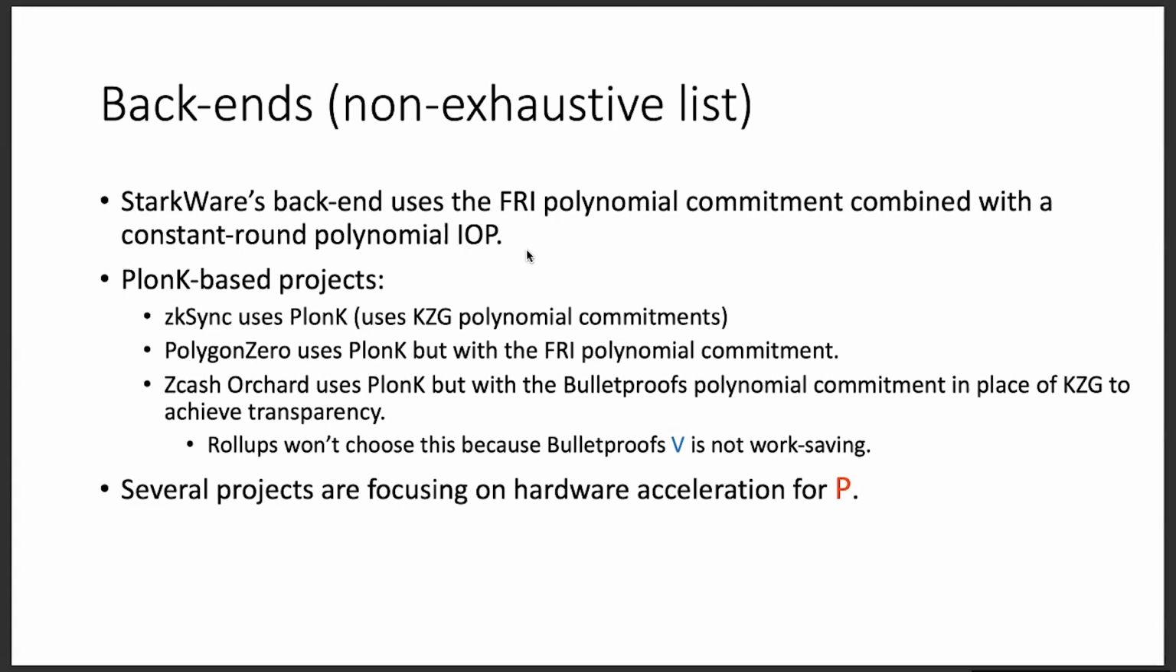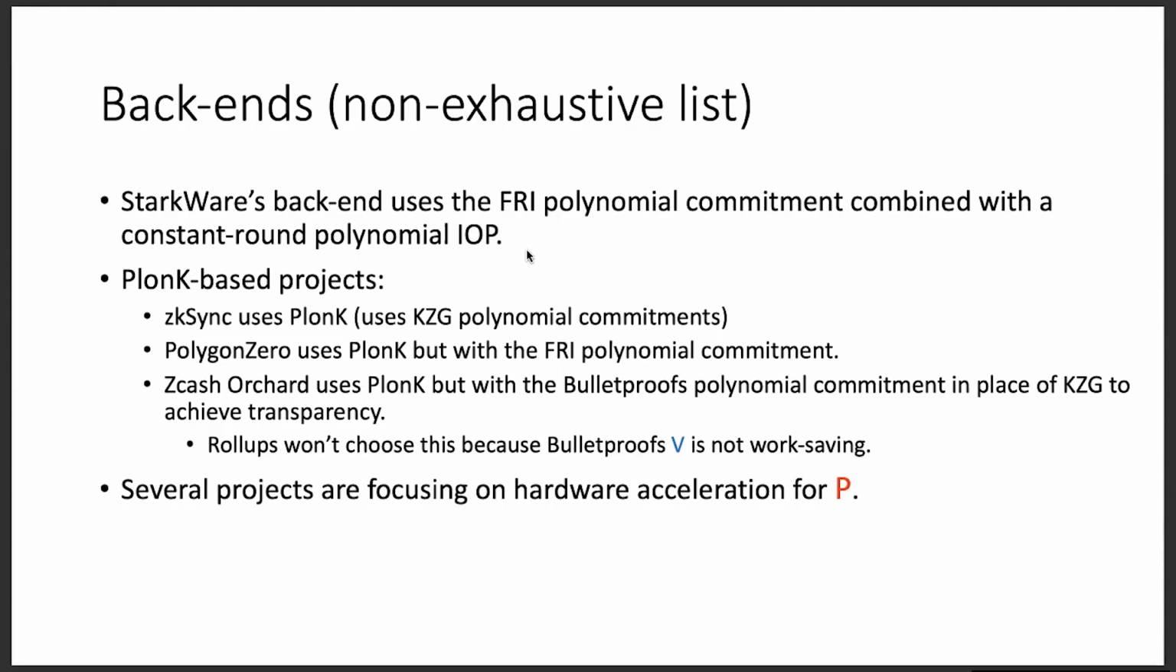Zcash has now swapped out KZG with Bulletproofs. None of the rollups will do that because Bulletproofs' verifier is not work-saving. The proofs are short, but the verifier has a long runtime, so you wouldn't want that to happen on chain. I thought I'd mention that as an alternative, but it's not a nice design choice for rollups. And as I'll say a little more about soon, I think the prover computation in these SNARKs is going to increasingly be a problem.